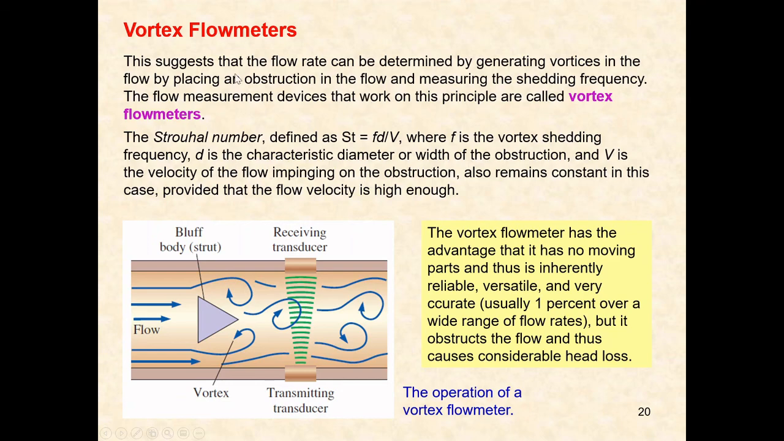And then we have this vortex flow meter. So you place an obstruction in the middle of the pipe, and then you have a transducer after the obstruction to measure the vortices. These vortices are generated after the obstruction. So we have a transmitting transducer as well as a receiving transducer. This measurement will give us the estimation of the flow rate.